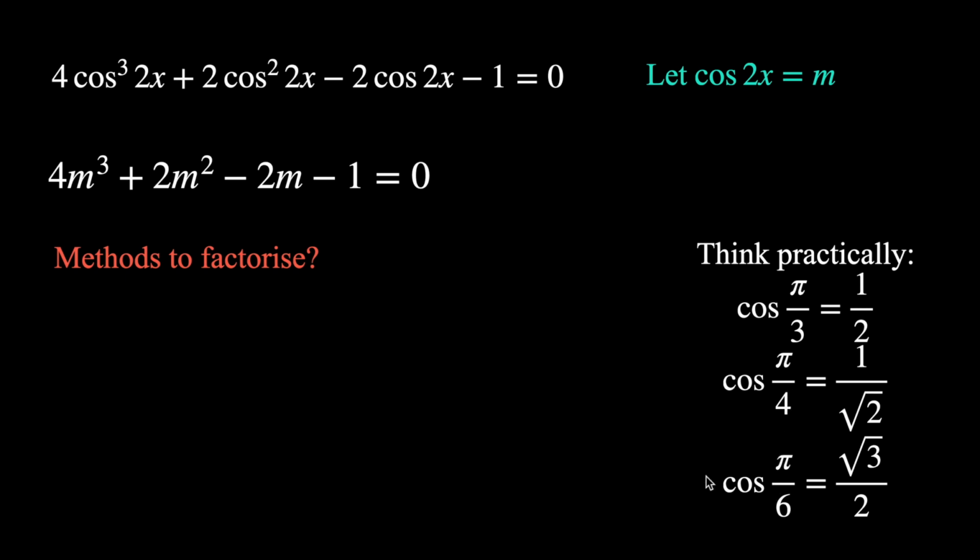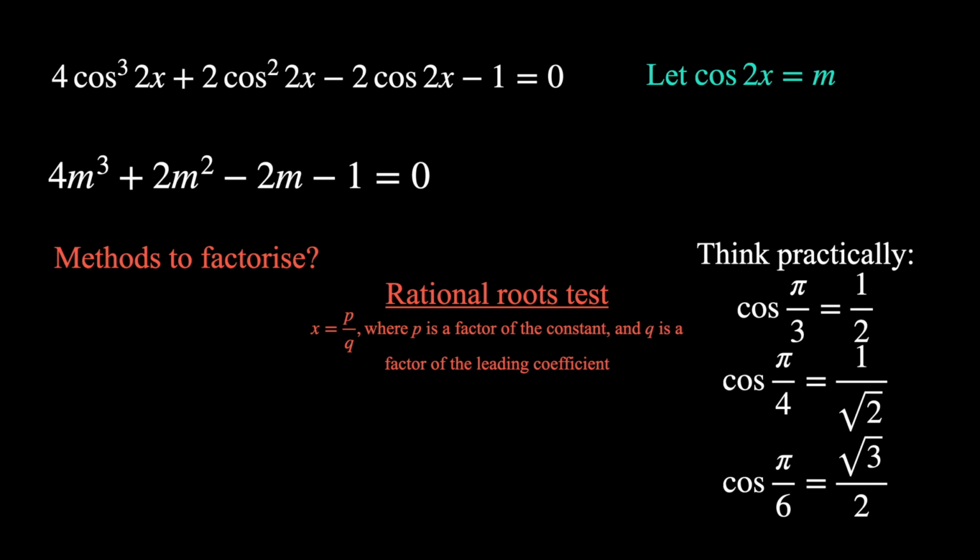You can also think about the rational roots test. So maybe that's overkill, but if you haven't seen the rational roots test before, this says that all rational roots will be of the form p on q, where p is a factor of the constant and q is a factor of the leading coefficient. So for example, we have -1 here. The only factors of -1 are -1 and 1, and factors of 4 are 1, 2, and 4.